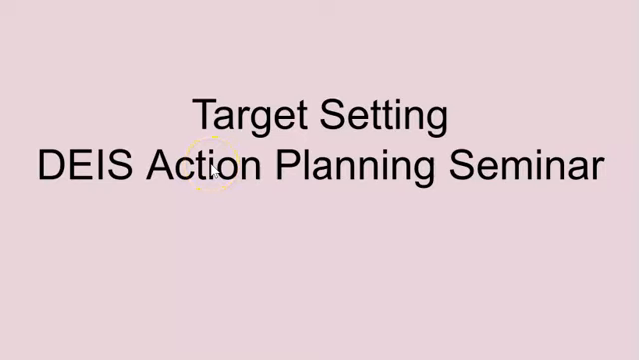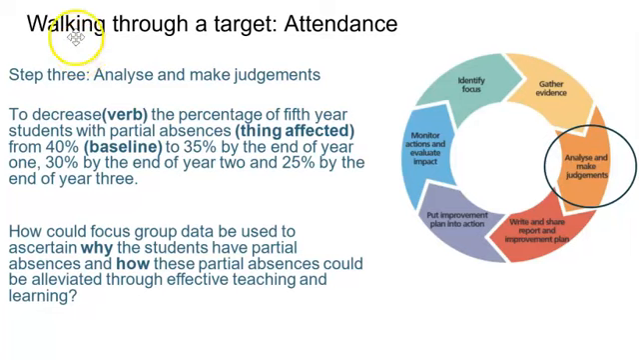This is the second video focusing on target setting. The first video focused on step 1 and 2. This video was focused on step 3, 4, 5 and 6. Walking through a target. So again, our example is attendance. This is the same example we used in the previous video.